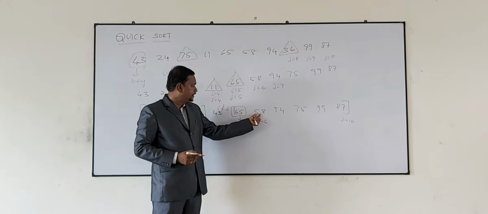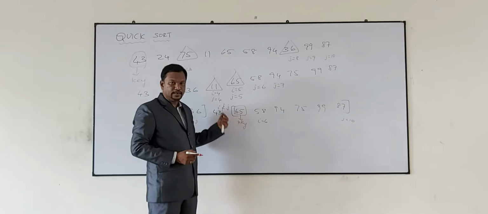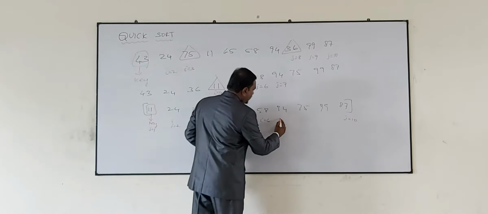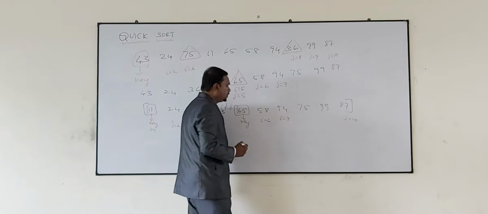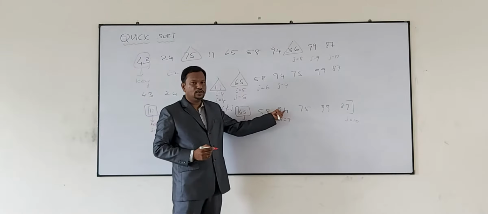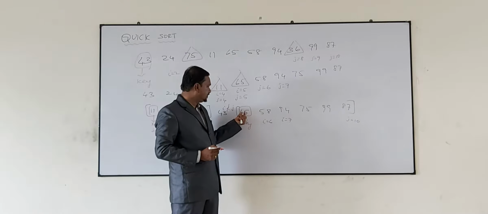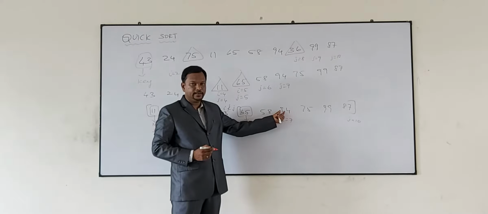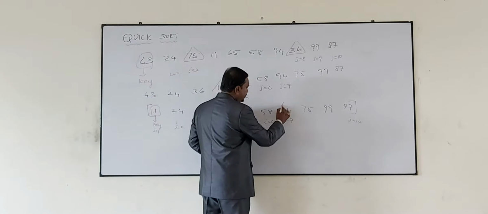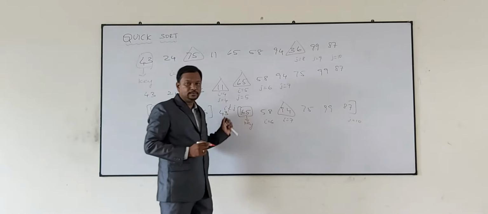So 58 is lesser than 65. So we will increment the ith position. I equals 7 now. So we will get the value 94. So 65 is less than 94. So we have identified the value from the left side.